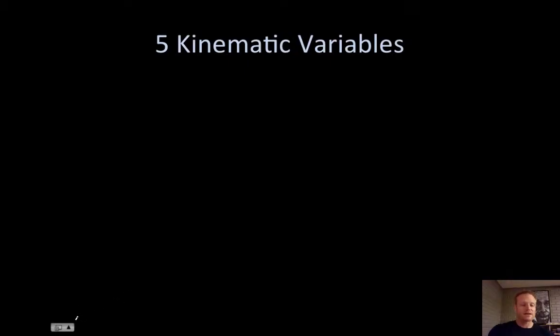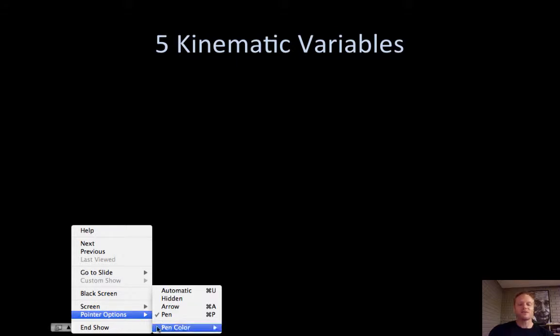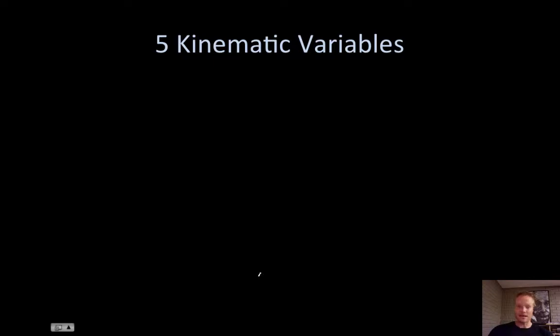There are 5 kinematic variables, and I believe we've touched on these before, but I want to make sure everyone's clear on them again. Okay, so there's 5 variables that you should be familiar with. There's something called delta D, or sometimes you'll just see it as D, and that stands for displacement. Typically the displacement is measured in meters, and it is a vector. That means that it has a number value or a magnitude and a direction.